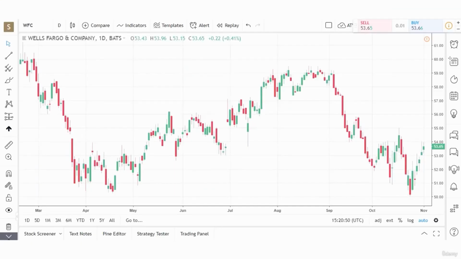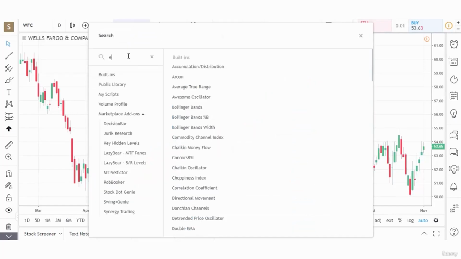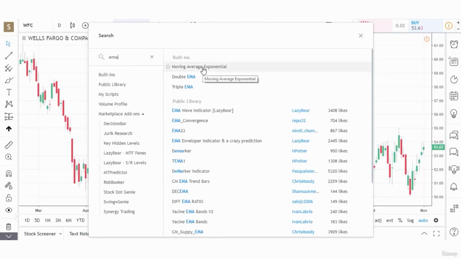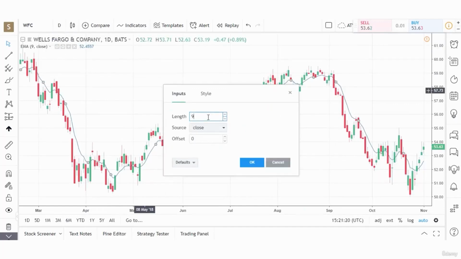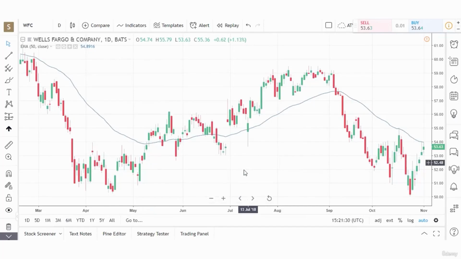Let's use a chart of Wells Fargo to demonstrate how we will use the exponential moving average. So we type in WFC in the upper left, and that gives us Wells Fargo. We move over to indicators, type in EMA. It comes up as moving average exponential. We're going to click that, go to format, and we're first going to look at the 50-day exponential moving average. So we hit OK, and this brings up the 50-day exponential moving average.